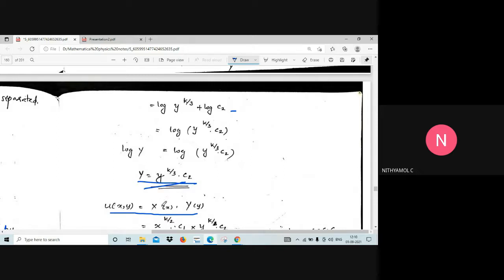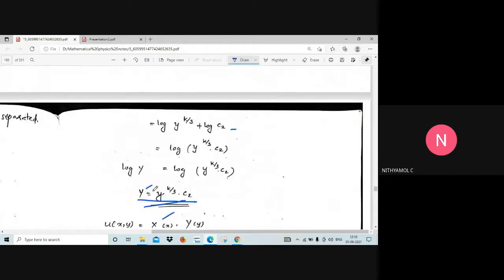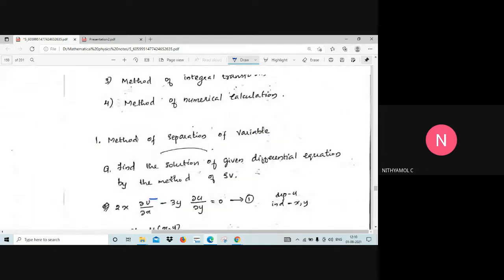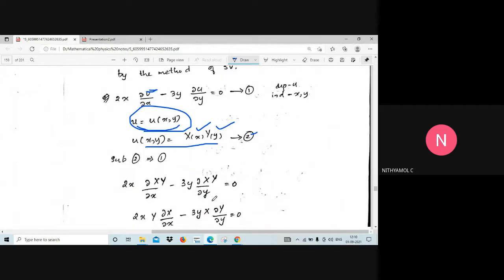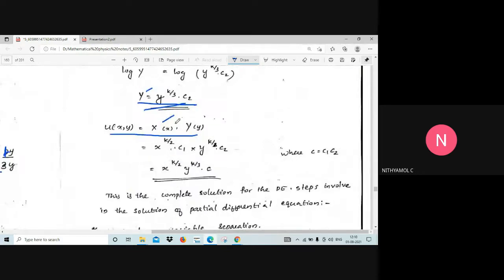Now we got the values for y and x. Therefore, in this equation, u is the solution. We can find out the solution u of xy. u xy is equal to x into y. We find out the values of x and y. Now we can substitute there.